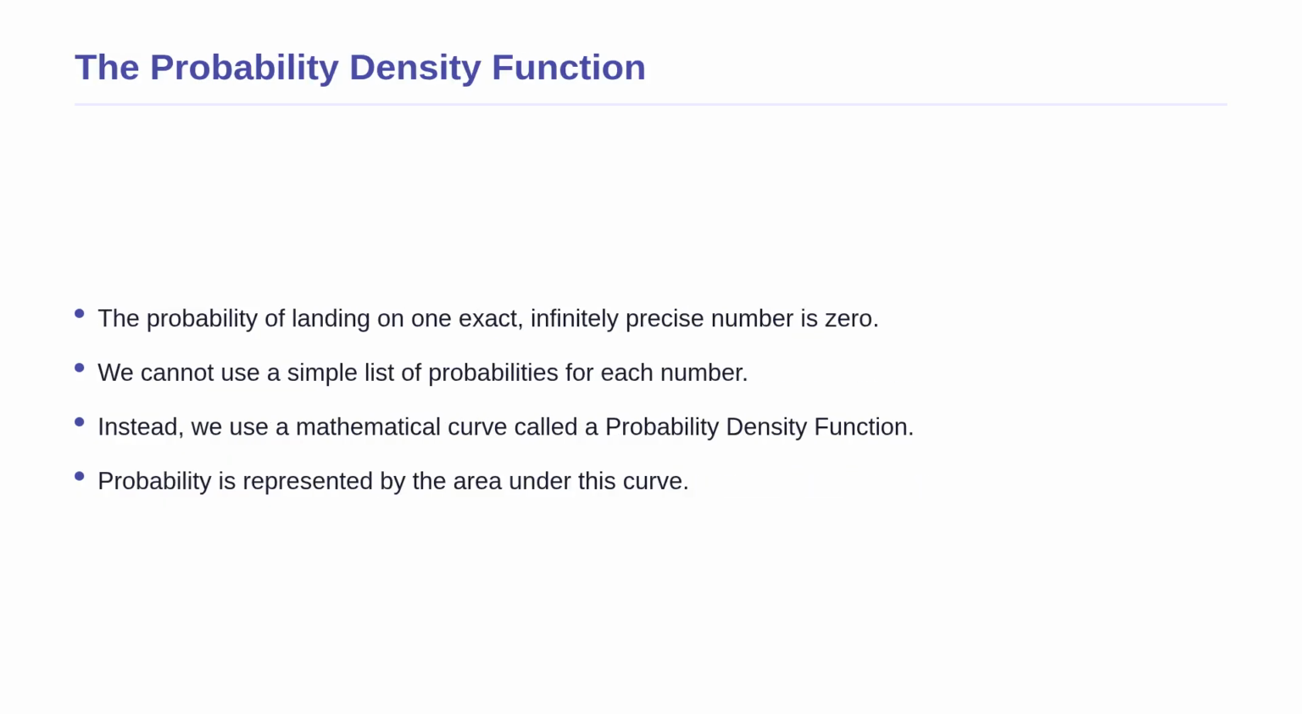Now that we know what a continuous variable is, how do we find its probability? For a continuous random variable, the probability of it landing on one exact, infinitely precise number is actually zero. The chance that a tree is exactly 5.00000 meters tall down to the atomic level is practically impossible. Because of this, we cannot use a simple list of probabilities for each number. Instead, we use a mathematical curve called a probability density function. This curve does not give the probability directly. Rather, we look at the area under the curve.